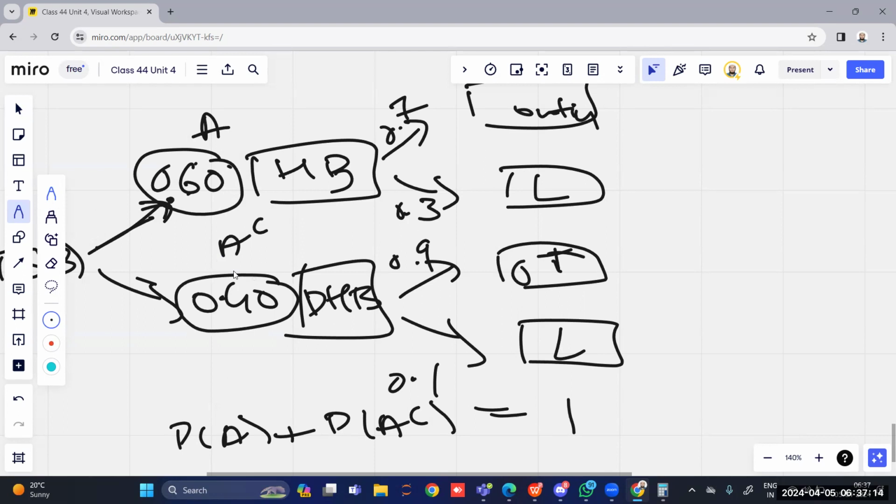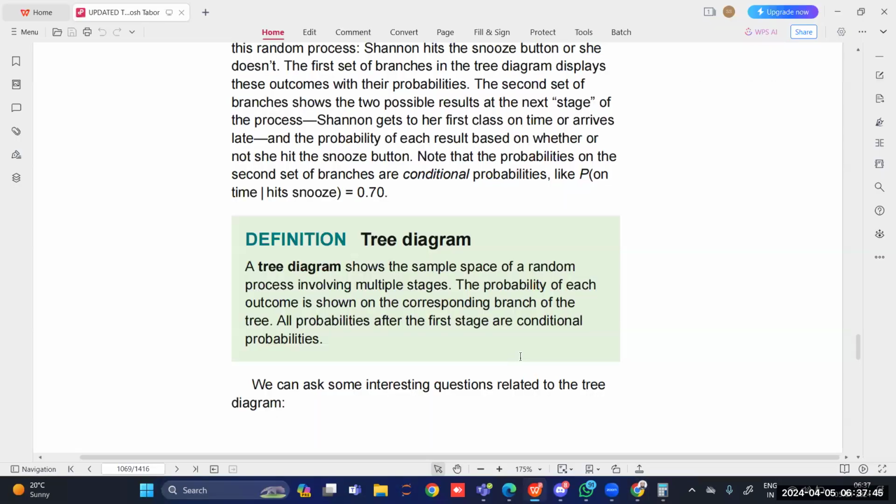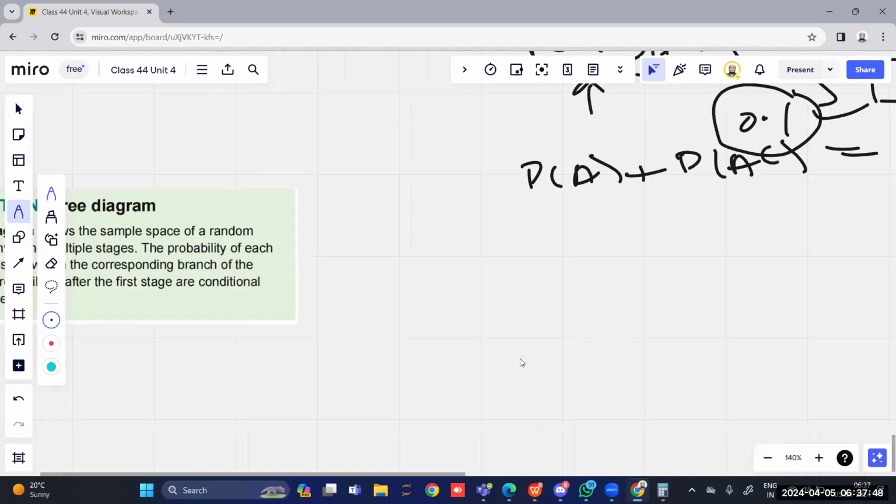How did I predict 0.40? 1 minus the probability of hitting the snooze button, so 1 minus 0.6 is 0.4. This is how I predicted the probability. Here also, suppose this was given, how will I predict this? Late will be 1 minus 0.7, which is 0.3. Same here: if she does not hit the button, what is the probability that she is on time? I take 1 minus 0.1, which is 0.9. In either case, if any one is given, you can predict the other. Is it clear? So, tree diagram.